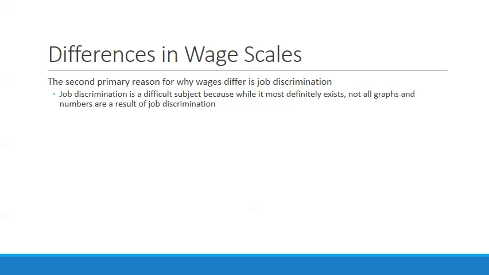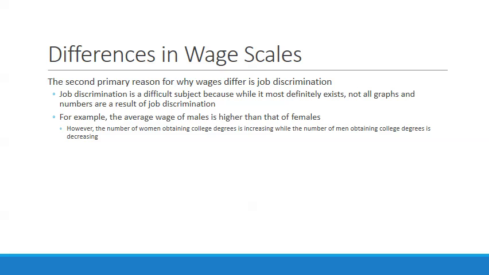So job discrimination is a difficult subject, because while it most definitely exists, it's happening. Not all graphs and numbers are a result of job discrimination, so you kind of have to really look at the numbers and understand where the numbers are coming from and how they were calculated to actually see if what's being said is actually truly taking place. So, for example, the average wage of males is higher than that of females. However, the number of women obtaining college degrees is increasing while the number of men obtaining college degrees is decreasing.